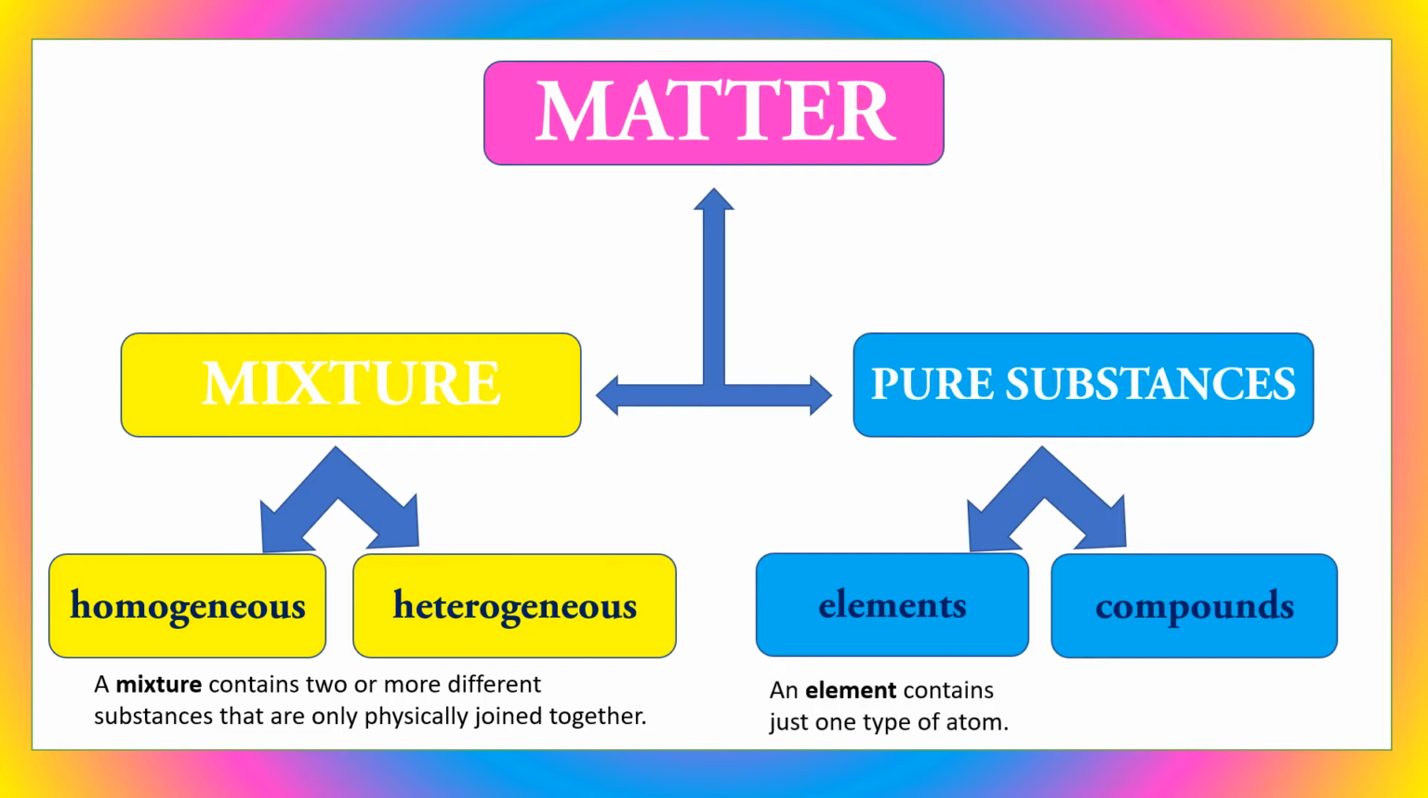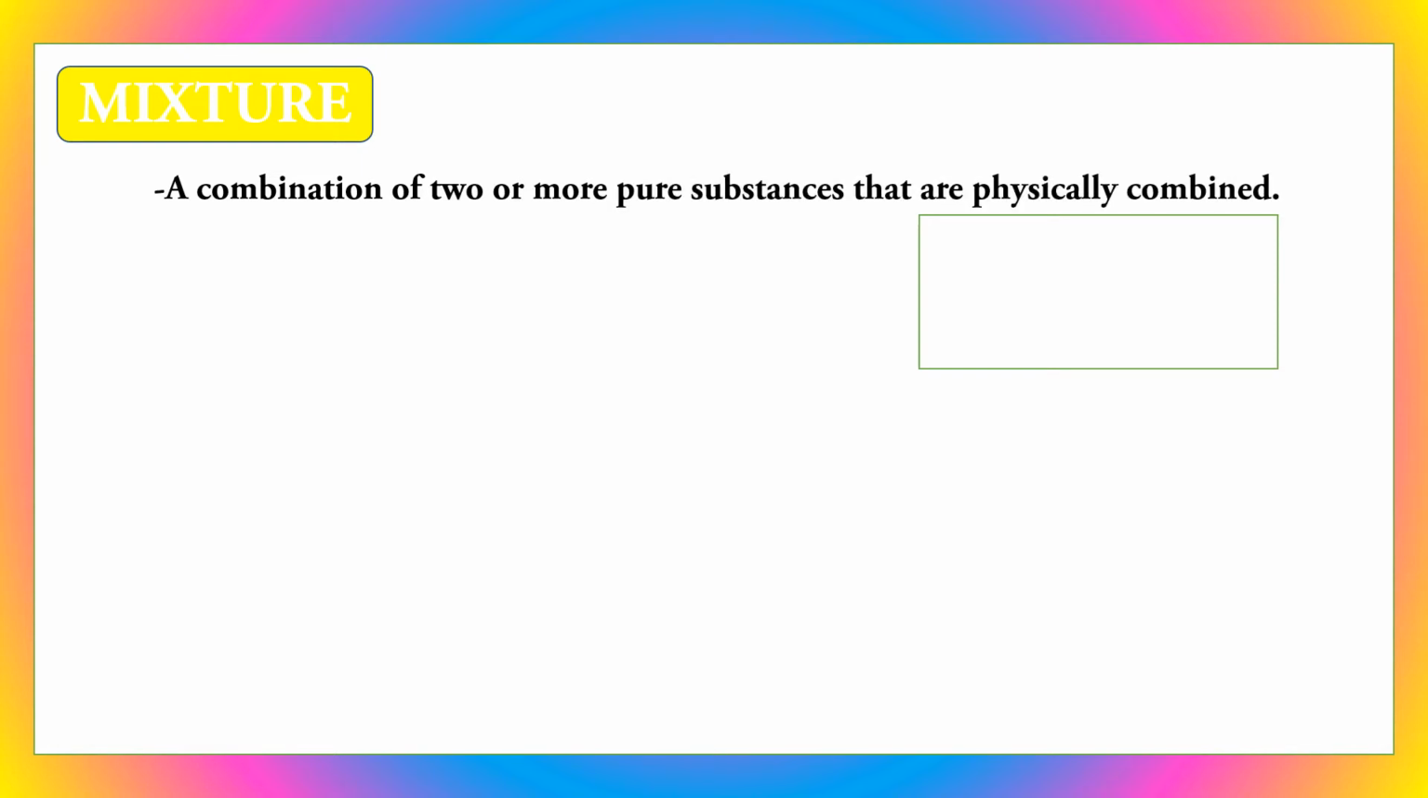Well, an element, which is a pure substance, contains just one type of atom. A compound, which is also a pure substance, contains two or more different atoms joined together. Physically or chemically? They are joined together chemically. So the difference between a mixture and a compound is that a mixture is joined physically while a compound is joined chemically. So let's talk about mixture first. What is a mixture? A mixture is a combination of two or more pure substances that are physically combined.